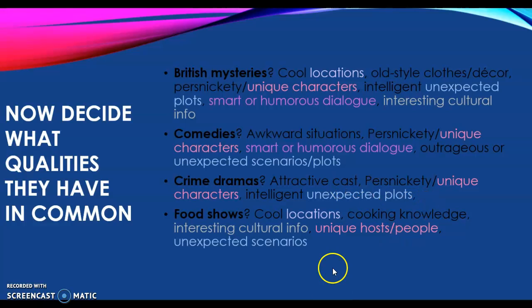Crime dramas. I like those that have attractive cast members, persnickety or unique characters, intelligent, unexpected plots. Food shows. I love the cool locations featured in a lot of food shows. The cooking knowledge that I get. Interesting cultural information. When you watch shows like Anthony Bourdain's old shows where he's traveling around eating different foods, you learn all sorts of cool things about different cultures. Unique hosts or people, contestants that they have on the baking show, that kind of thing. And unexpected scenarios that arise.